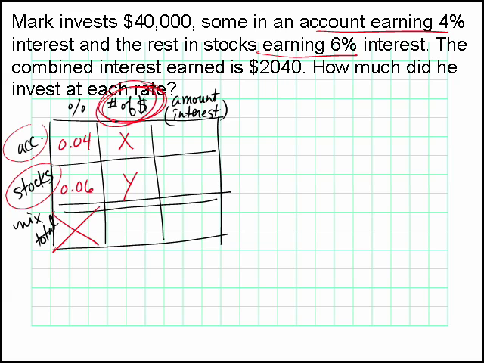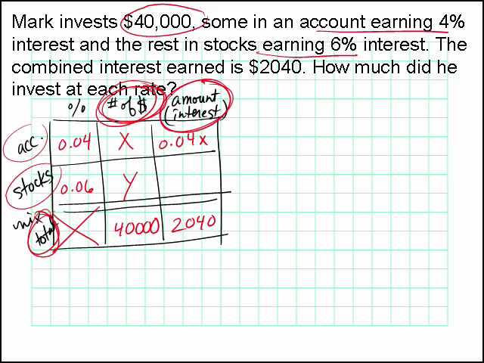Number of dollars total invested. It says that Mark invested $40,000. So the grand total here should be $40,000. Amount of interest, going way down at the bottom here, the amount of interest total is 2,040. That's where that number goes. Just like with all our mixture problems, we multiply across. 0.04x is the amount of interest earned in the account, and 0.06y would be the amount of interest earned in the stocks. And if you add those up, it should turn out to be 2,040. So that's one equation right there.